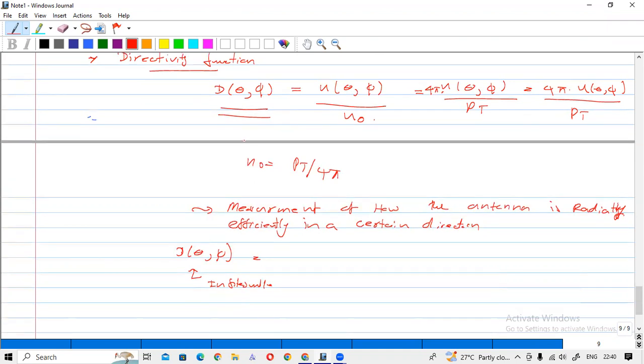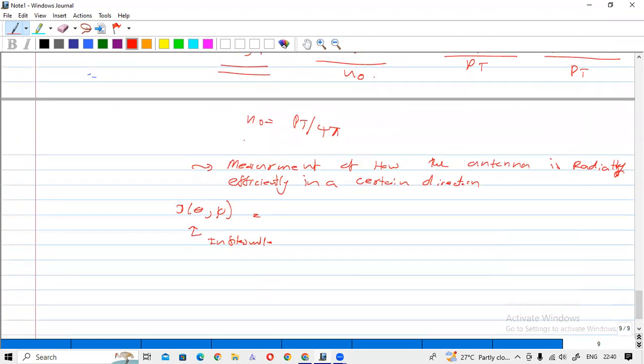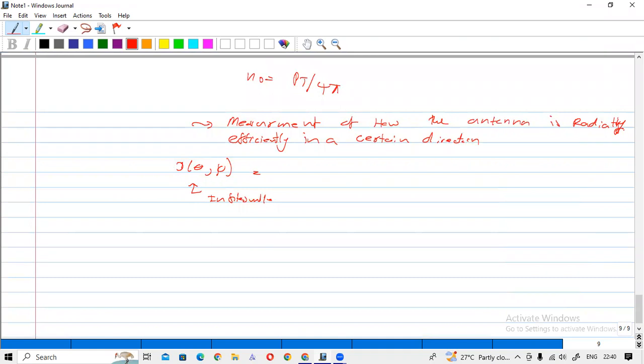Okay, so the directivity function for an infinitely small antenna will be 3 by 2 sine square theta. Okay, 3 by 2 sine square theta. Try to get this answer. It is very easy, you have to do the division. So using the division, try to find this one.